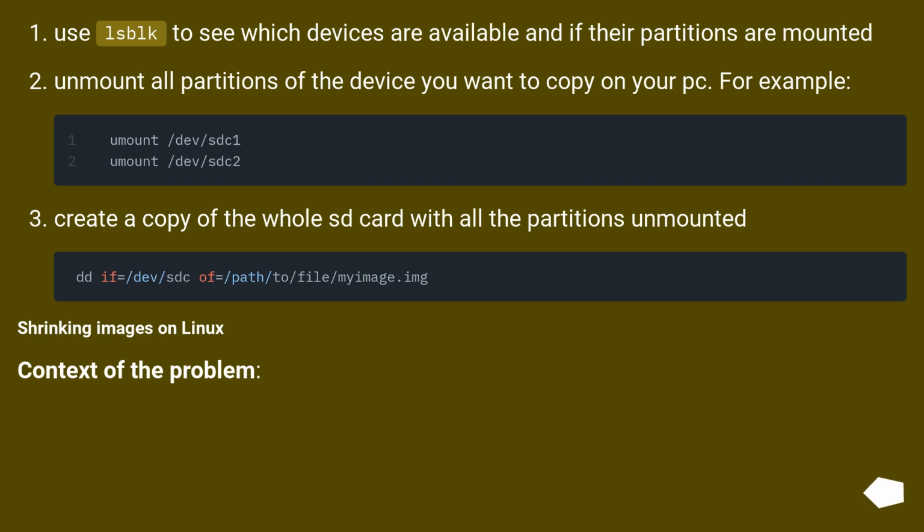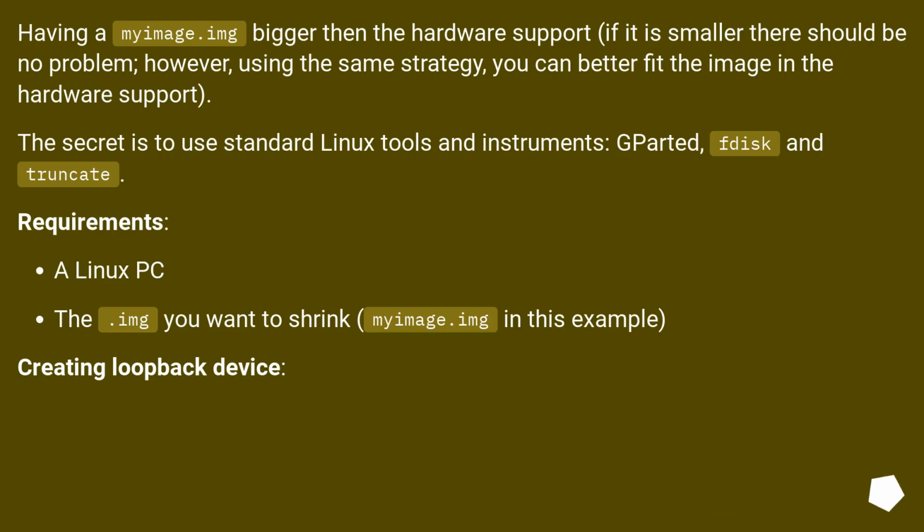Shrinking images on Linux. Context of the problem: having a myimage.img bigger than the hardware support. If it is smaller, there should be no problem. However, using the same strategy, you can better fit the image in the hardware support. The secret is to use standard Linux tools: parted, fdisk and truncate. Requirements: a Linux PC, and the .img you want to shrink, myimage.img in this example.